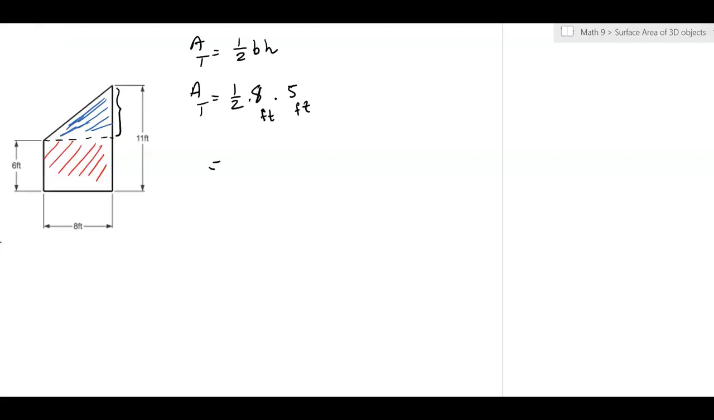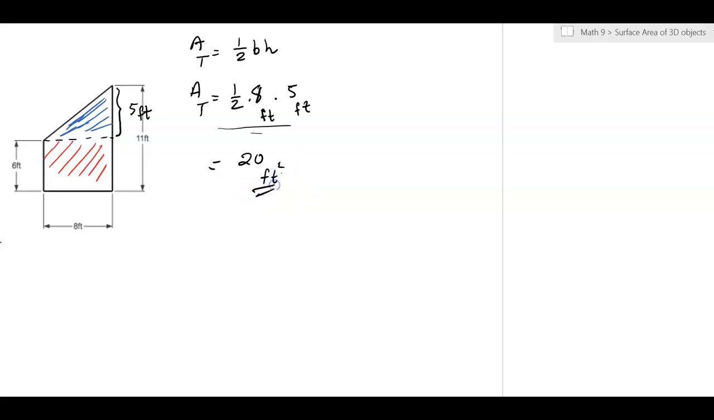Just before we do that, I want to make sure you can see what the height of this triangle is. The total from the top of the shape to the bottom of the shape on this side is 11 feet. And this side here is 6 feet, so the difference between them has to be 5 feet. You're going to use that information to write the area of the triangle, which is right here, and do the math on that one. That will give you 20 feet squared.